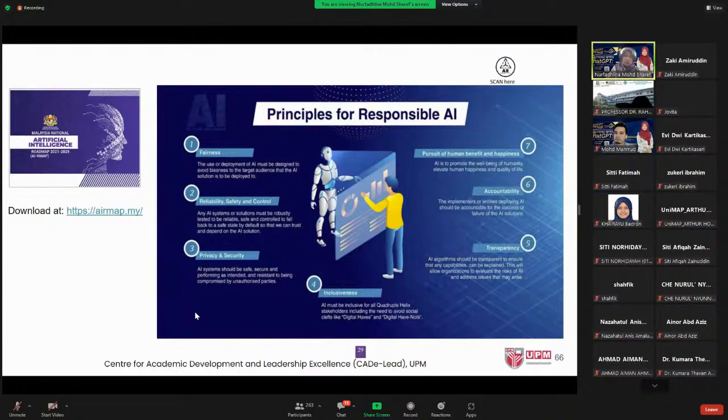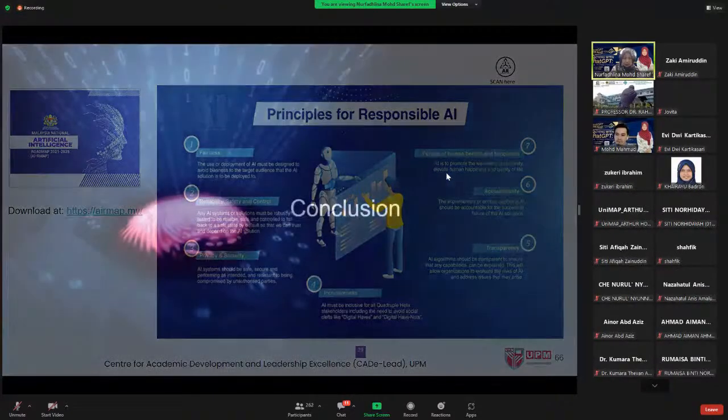Even Malaysia has also released its roadmap regarding the principles for responsible AI, covering fairness, reliability, safety and control, privacy and security, inclusiveness, transparency, accountability, and pursuit of human benefit and happiness.